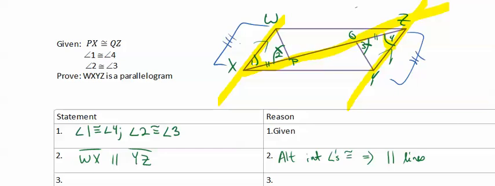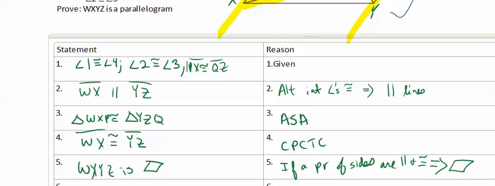And the way that we can do this is we can say that the triangles WXP and YZQ are congruent based on angle-side-angle. Therefore, the sides are congruent based on corresponding parts. Therefore, WXYZ is a parallelogram because if a pair of sides are congruent and parallel, it implies a parallelogram.